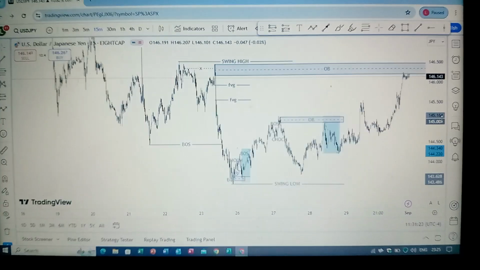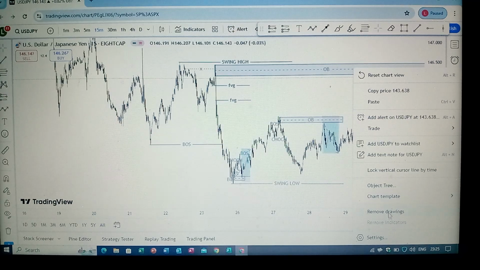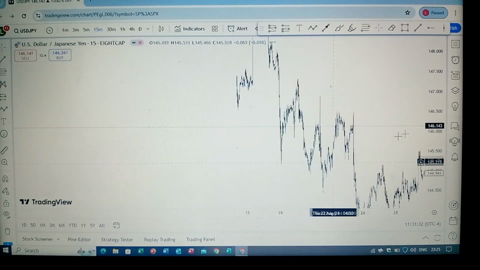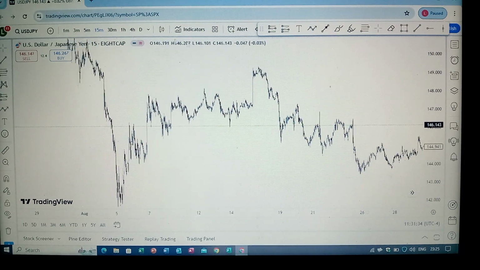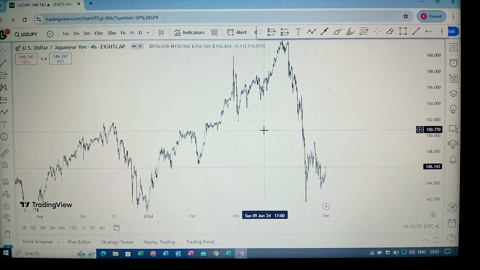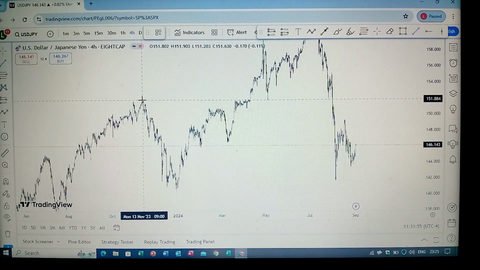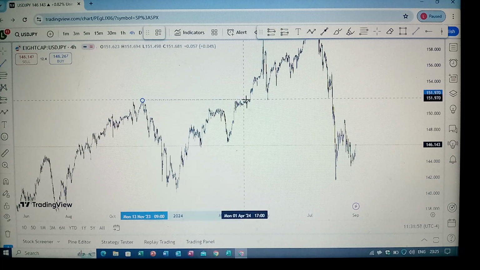So guys, trade breakdown of USDJPY. Let me just remove everything right here. So guys, if you just check, it always starts on the 4 hour time frame, right? Start on the 4 hour time frame. You just check out my previous video. I've already detailed what I'm looking for.